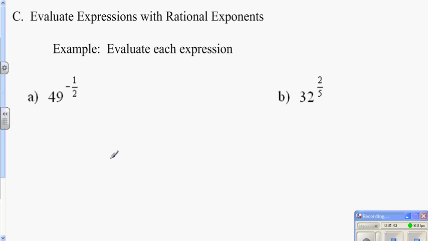The rules are pretty much the same when it comes to fractional exponents as they are with regular integer exponents. If we have a negative power, that's the same as any other question with a negative exponent, we would put it below, in the denominator. So this question is really asking us: it's 1 over the square root of 49, and that is equal to 1 over 7.